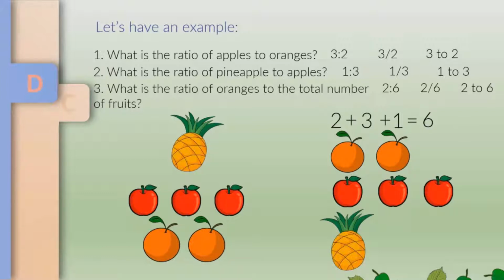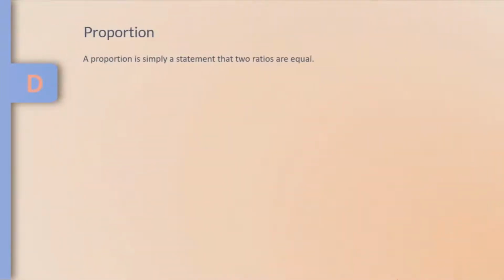Now we know the meaning of ratio and the use of it, so we will go to the next topic, proportion. On the previous topic, we learned that a ratio is one thing compared to or related to another thing. Proportion, on the other hand, is two ratios that have been set equal to one another. It is simply a statement that two ratios are equal.